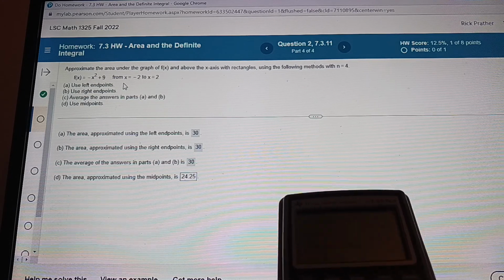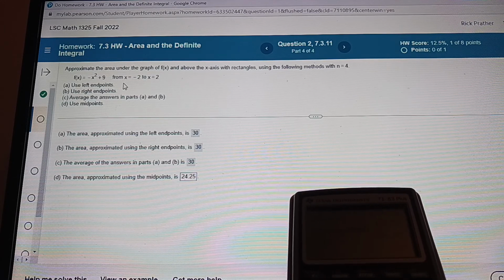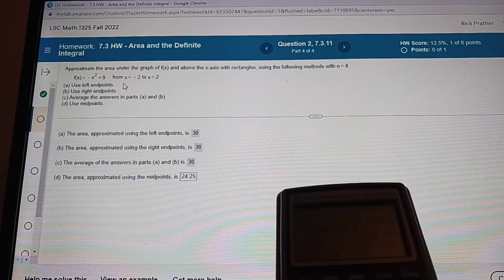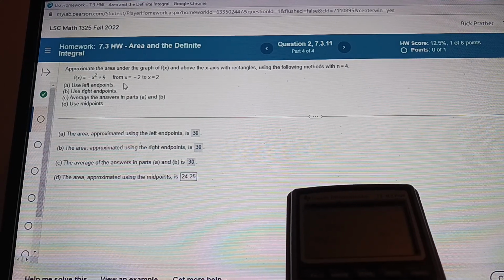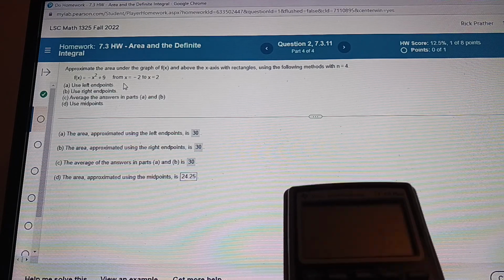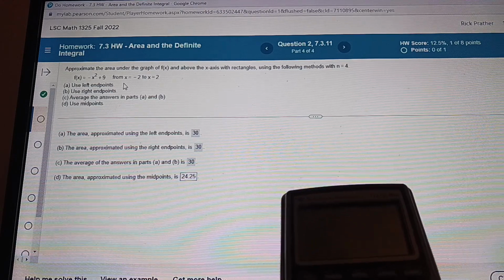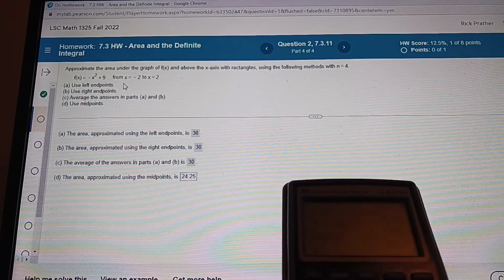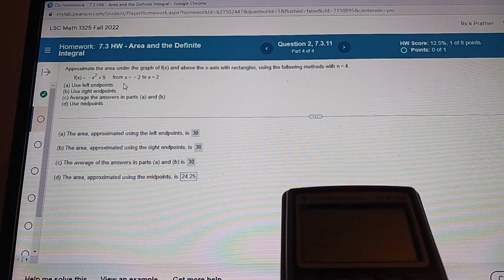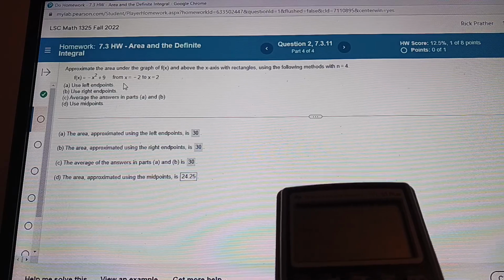0.5 squared is 0.25, negative 0.25 plus 9, 8.75. And then 1.5 squared, 9 minus that is 6.75 times 2. Oh yeah, I typed it wrong. Okay. So it's 17.5 plus 13.5.